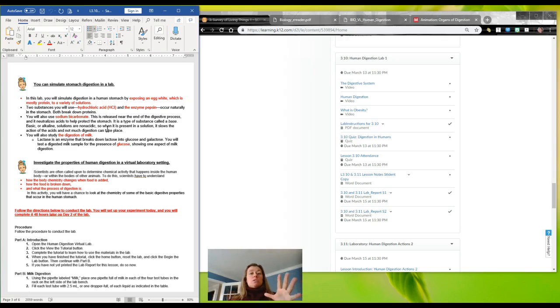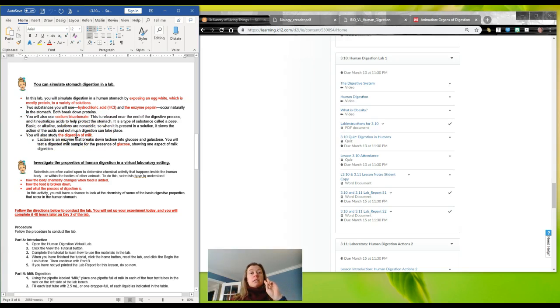But if you have an acid solution and you combine it with a base, you end up with water and a salt. So that's why we would do that, so that when it goes through the rest of your intestinal system, it doesn't burn a hole in your gut. All right. Then we're also going to look at the digestion of milk.